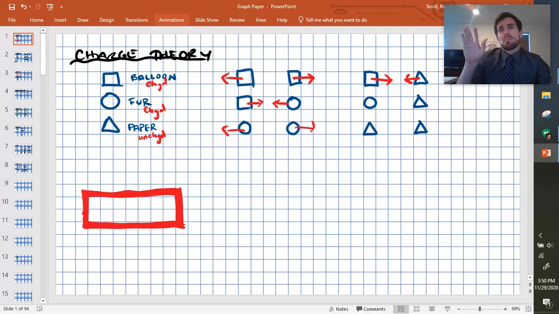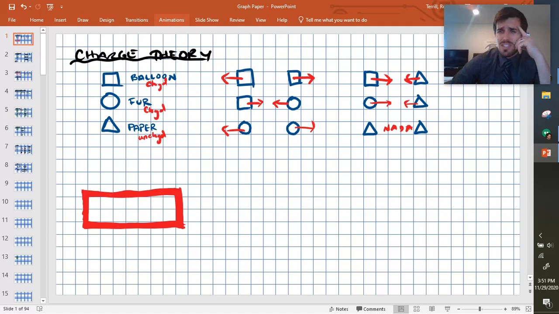If I had the piece of paper in a fixed position and I brought the balloon nearby, the balloon would attract towards the paper. Or if I was holding the balloon and I brought it towards the paper, the paper would jump towards the balloon. So there's an attraction there. If I brought the fur near those pieces of paper, they would attract towards each other. But if I put two pieces of paper next to each other, we get nothing. Nothing happens.